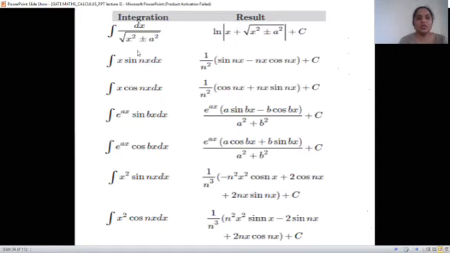Next formula, integration dx upon square root of x square plus minus a square. That is ln of x plus root x square plus minus a square. Next formula, integration e raised to ax sin bx. It is e raised to ax upon a square plus b square into a sin bx minus b cos bx. Next is integration e raised to ax cos bx: e raised to ax upon a square plus b square, a cos bx plus b sin bx.